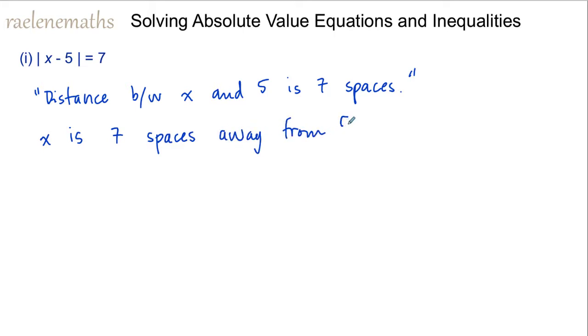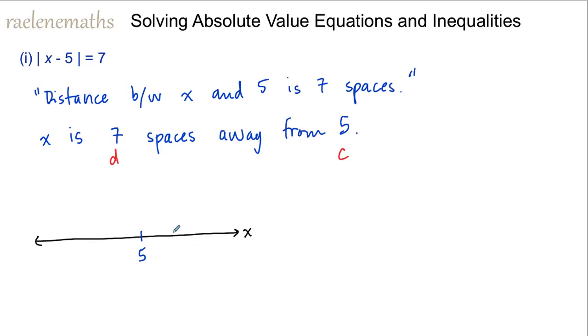And we know that absolute value is one-dimensional distance. And so here we have that the 7 is a distance and the 5 is some kind of center. And so if we happen to be on a number line, an x-axis, and the 5 is some center, we want x to be 7 spaces away from that. And we only have two options to go in one dimension. We could go to the right of 5 or to the left of 5 by 7 spaces.